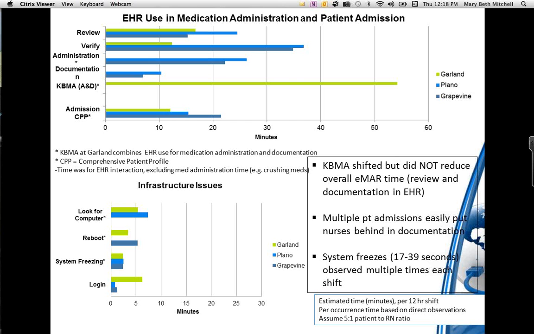What we did dig into are some of the other issues that are contributing to how long it's taking. So you see some of our infrastructure issues that we've pulled out here and that we're working on. The barcode medication administration did not reduce our overall time for review and documentation in the EHR, but our nurses are pretty satisfied with that technology because they feel like it really provides a safety net. Next slide.